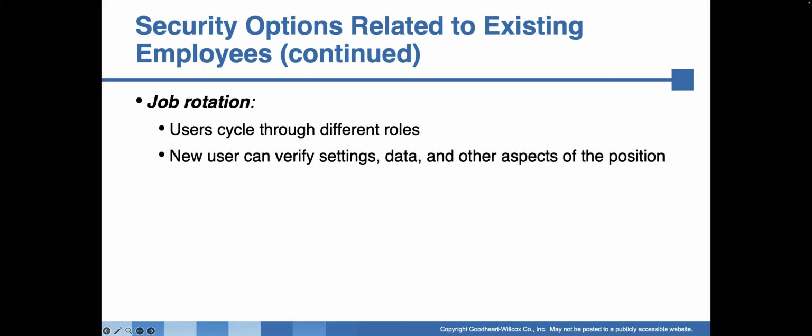Another one under the security options related to existing employees is job rotation. Users can cycle through different roles. A new user can verify settings, data, and other aspects of the position. That's why if you go physically to the bank, this is one of the things the bank has made part of their own rule: the same individual you see at the counter today is not the same individual you will meet at that same counter the following day, because they practice job rotation.